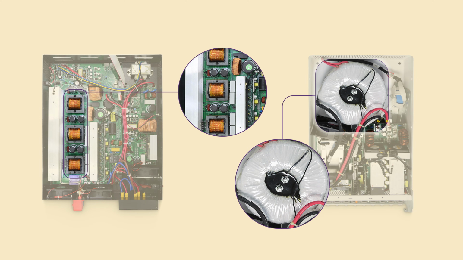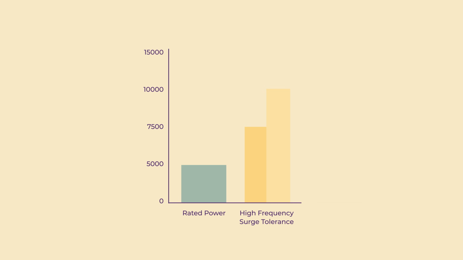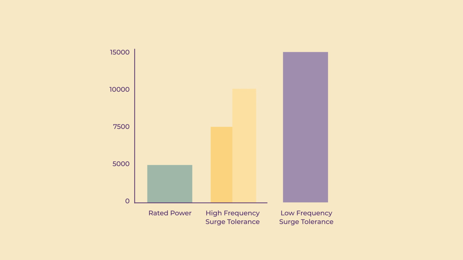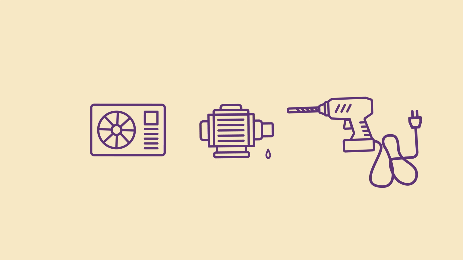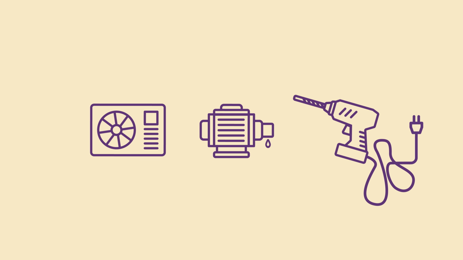However, since there is a lack of a large internal transformer, the high-frequency units generally have less ability to handle large starting currents. Typically, they can handle power surges up to around 150 to 200% of their rated power, but they're a lot more sensitive to sharp spikes in the power draw that can be caused by inductive loads such as electric motors and water pumps.